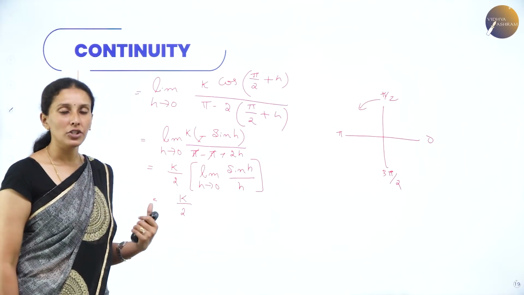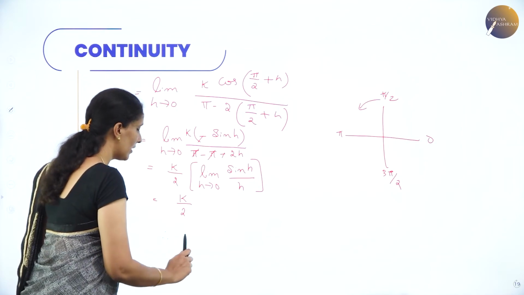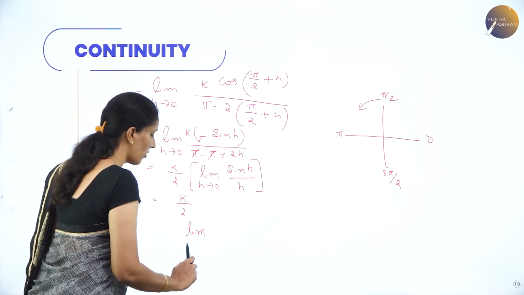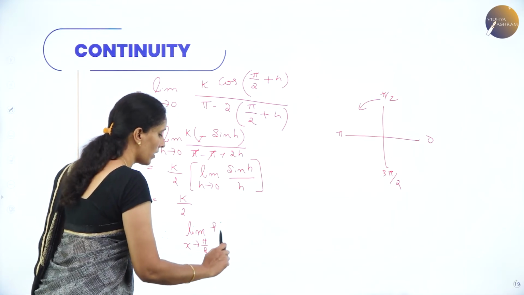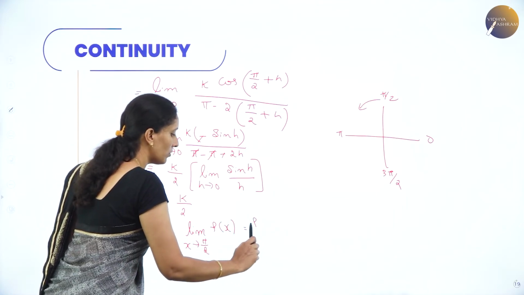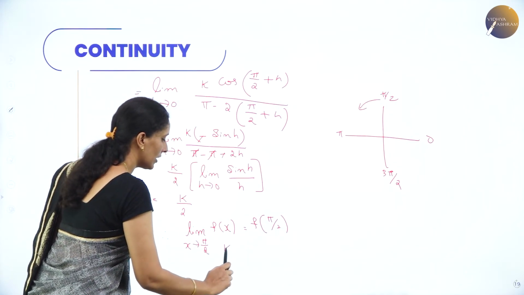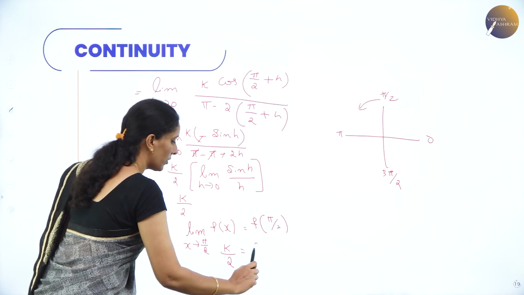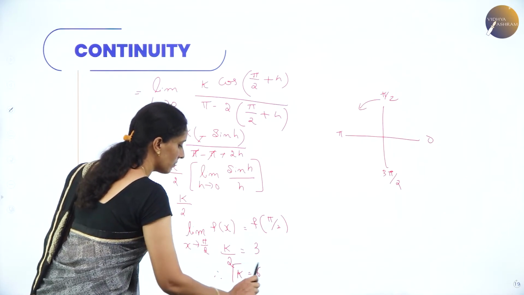So we know that the function is continuous at x is equal to pi by 2. So therefore what we can say here, limit of the function as x tends to pi by 2, f of x is equal to f of pi by 2. So that is, we have got here k by 2 is equal to 3. So therefore the value of k is equal to 6 here.